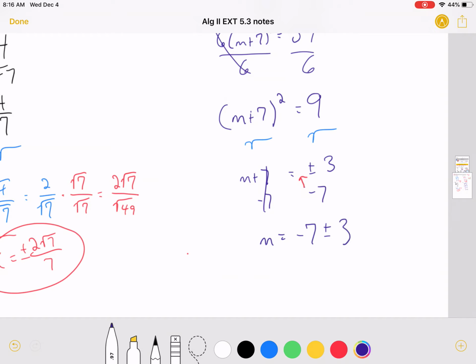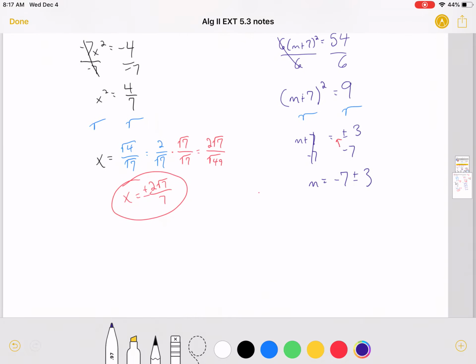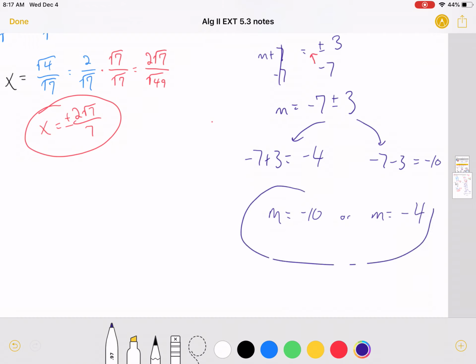But now, unlike the problem before, where we had a radical and it wasn't a nice square root, now we have a nice square root. So we can actually finish this off. We can say, well, negative 7 plus 3 is negative 4. And we can say that negative 7 minus 3, well, that's negative 10. So your two answers are m equals negative 10 or m equals negative 4.